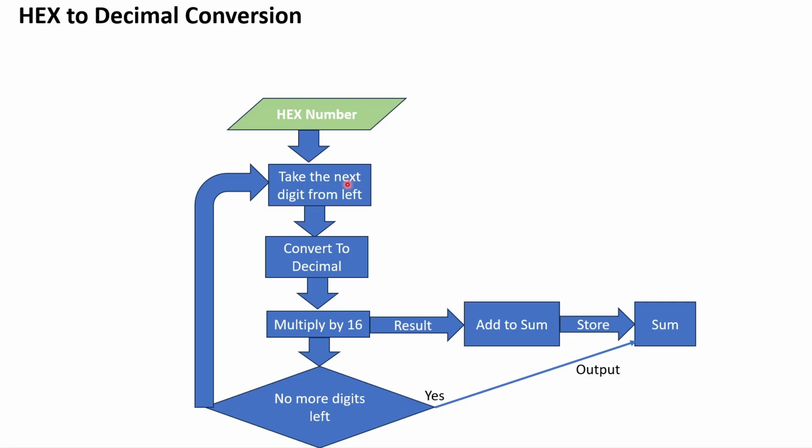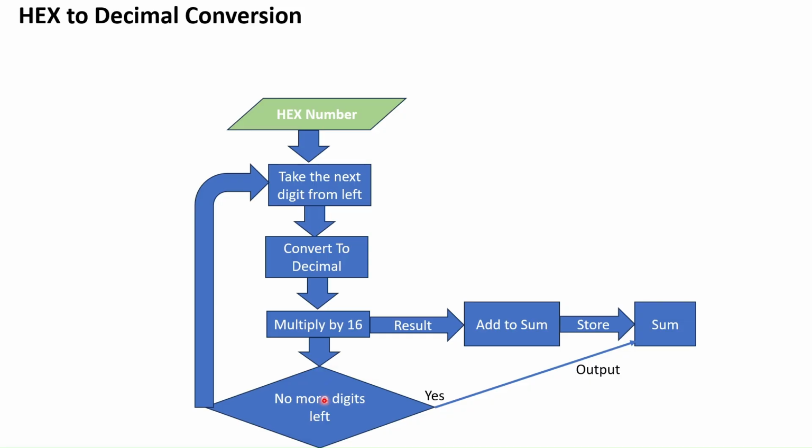So you will take the left one. Like if you have 0x00ff something, from the left side you will take each digit, convert each one into decimal, multiply it with 16 and store the result. Whatever result comes, add it. Initially the sum is 0, so whatever you got here, you keep adding it and store it. Repeat the same step until no more digits are left.